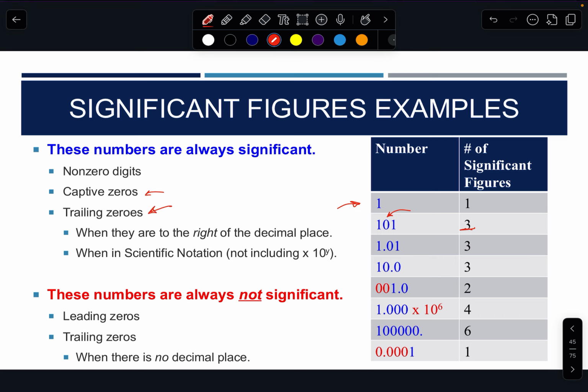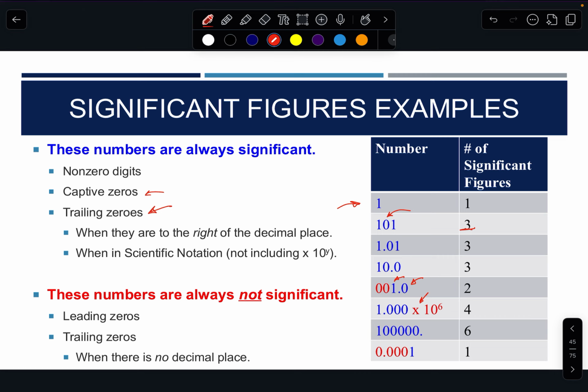Trailing zeros are a little trickier. So trailing zeros, when they are to the right of a decimal place, are considered significant. For example, a trailing zero is a number that comes after a non-zero digit. Since this number is to the right of a decimal place, then this is a significant figure. When you're using scientific notation, then all of the numbers that are not included in the times 10 to some power, those are all going to be significant.